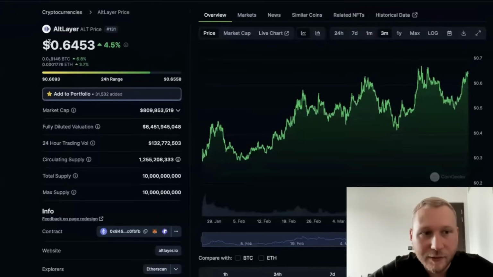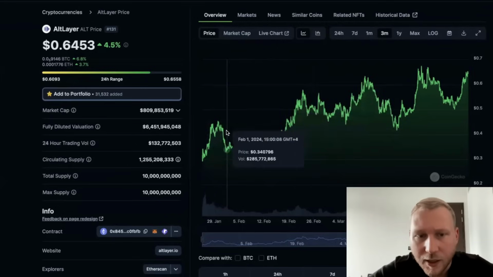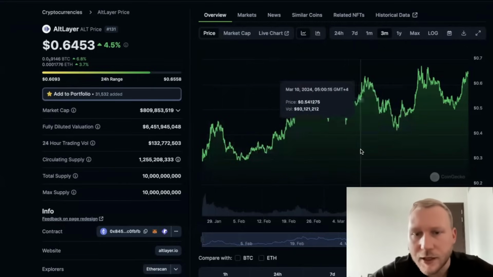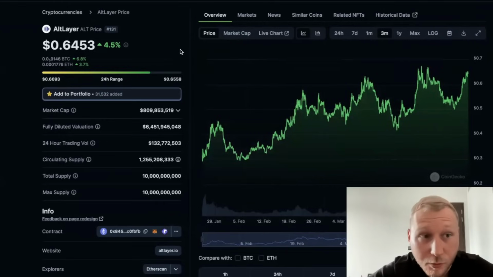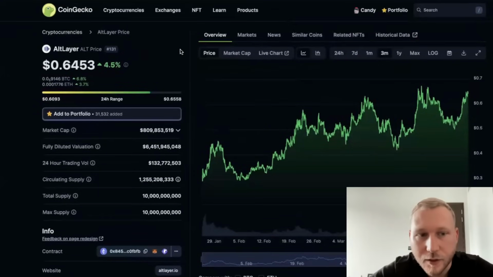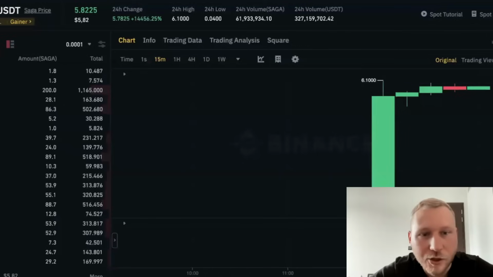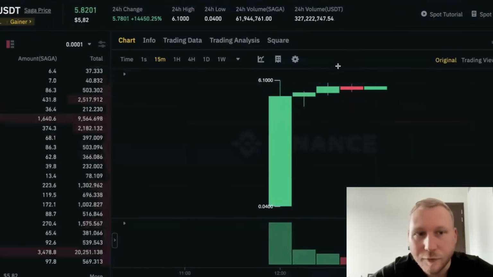AltLayer is sitting nicely at 64 cents, which implies a $6.4 billion market cap, higher than Saga has right now. But when they launched at a 3 billion market cap and then chopped around sideways, went a little bit down, and then kept going up and up and up and up, right? This is also a Binance Launchpool project. And I think there are some similarities here in terms of the launch, and also might see a similar chart for Saga in the future, because I think Saga didn't launch at a crazy $15-20 billion valuation, right? Obviously, 5.8 is a lot.